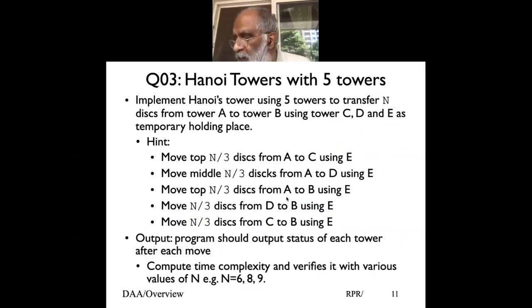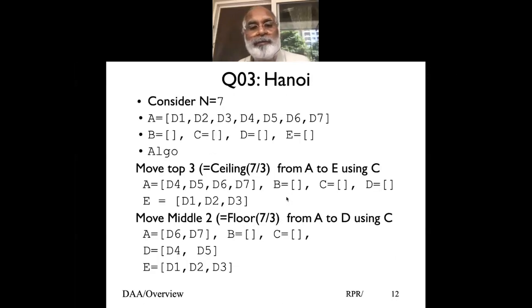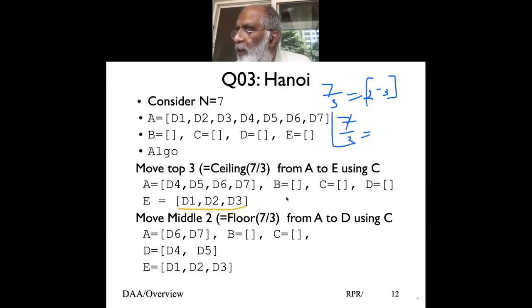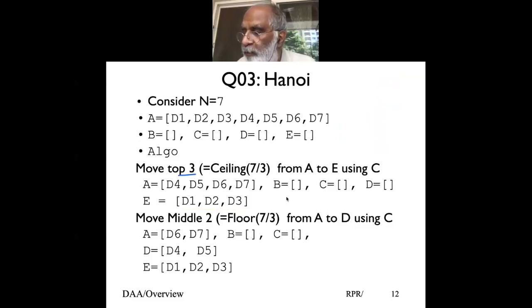And you can verify it using the time complexity with n as 6, 8, 9, whatever number, and this should work fine. So for example, as I said, look at initially 7 disks. B is empty, C is empty, D is empty, E is empty. I'm moving the top 3, which is D1, D2, D3, to tower E is what I have done. So top 3, then I move the middle 3, so middle 2, because 7 by 3 is 2.3. So for the first part, I take the ceiling, and for the other parts, I take the floor, which is 2 and 2. So that means from A to E, I move 3, then the middle is 2.